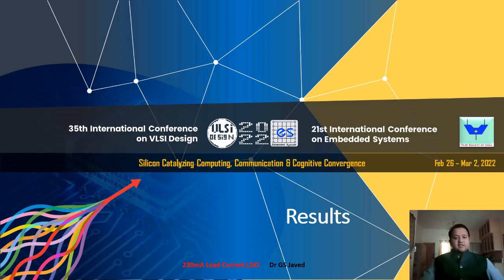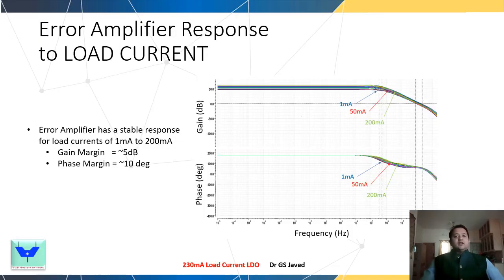Now let us look at the results, at what are the proposals that we gave, and how the results solved the challenges that we had in the device. So the first thing we had to take care of was effective error amplifier design. The error amplifier had to be designed in such a way that it responds without any difficulty to the output change.